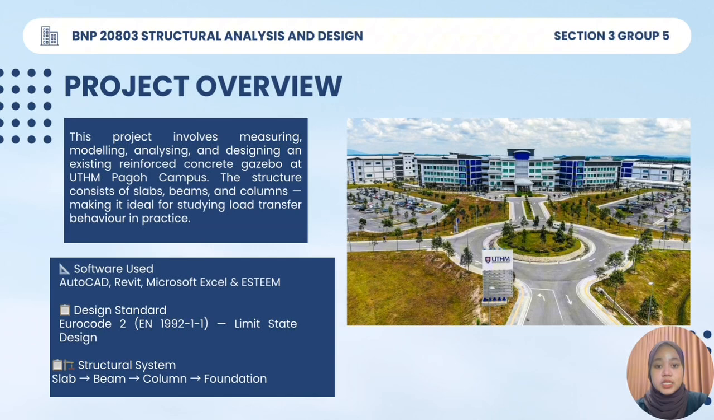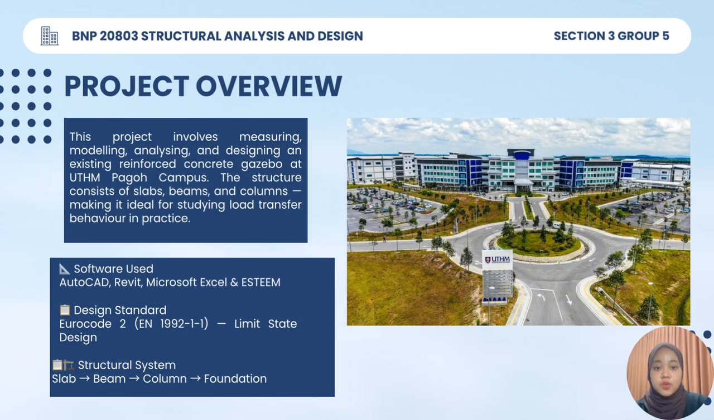Pagoh campus. The structure consists of three main elements, which are slab, beam and column. These components work together to transfer loads safely from the roof slab down to the foundation. Therefore, this structure is suitable for studying how load transfer occurs in real reinforced concrete structures.